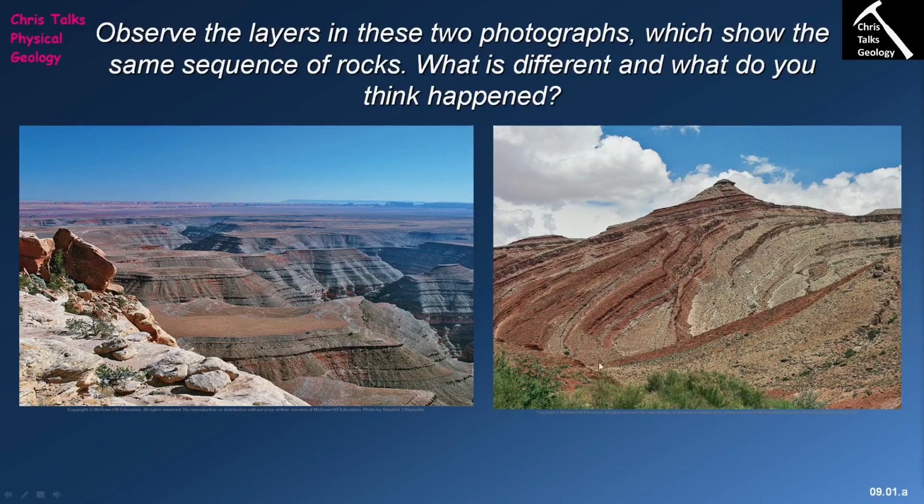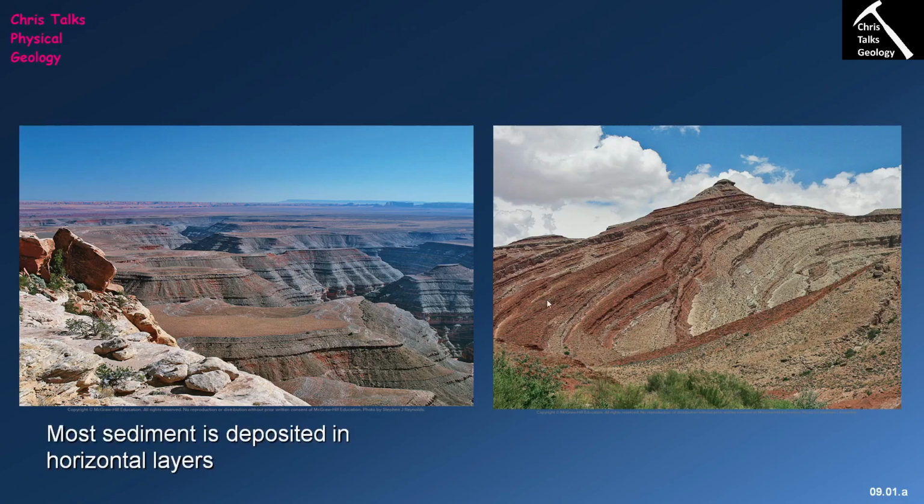So if we have a look at these two images here, what can we see? Well, we can see straight away that these images are both images of a sequence of layers of rock, most likely sedimentary. So you can see in this case we have relatively nice horizontal layers, whereas in this case we can see the layers quite clearly have dip to them. They've been tilted. Now, in geology, what we assume is that most sediments will initially be deposited as horizontal sheets.